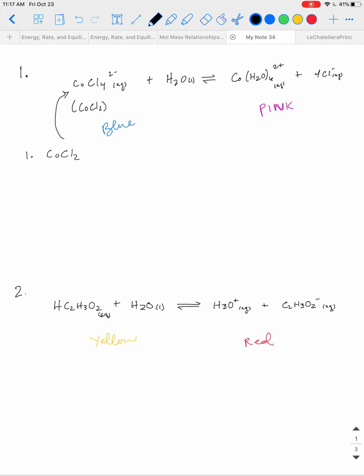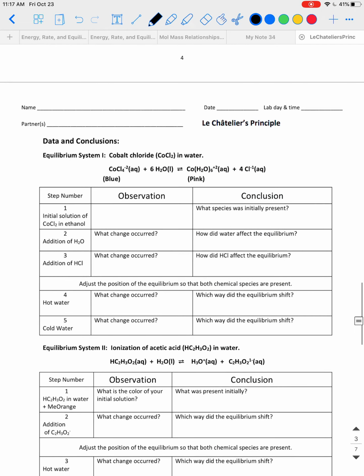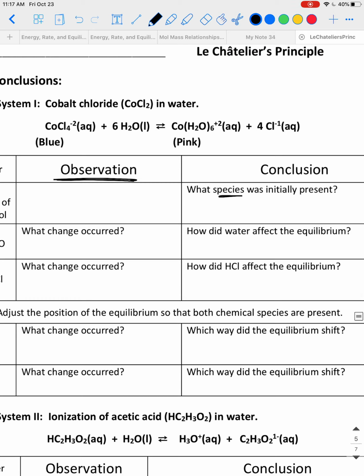You're starting out with your reactants, okay? So it should be blue starting out. And if you look at your data sheet, this is where you're going to make your first observation. So I'm going to come down here. Here's equilibrium system 1. We are just going to make an observation about the initial color of the CoCl2 and ethanol, okay? So you're just going to write what color it is. And it's going to say what species was initially present.